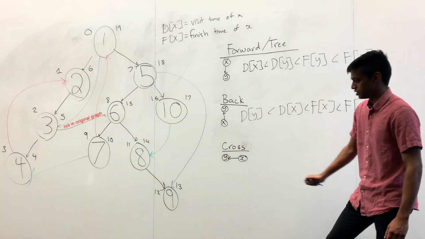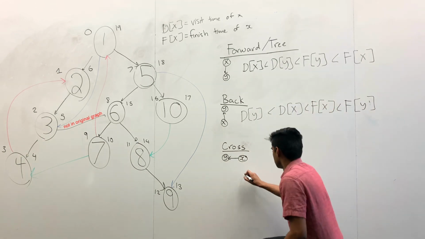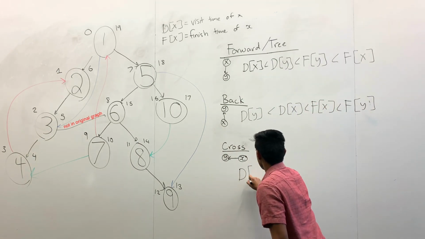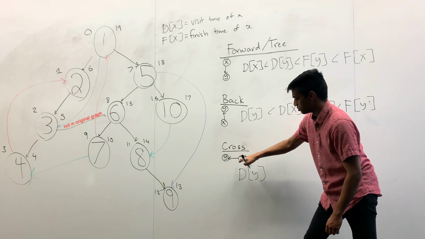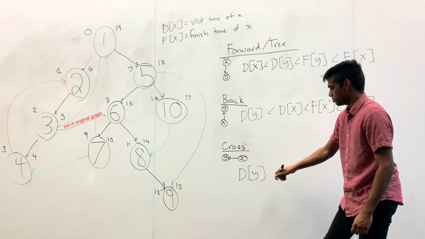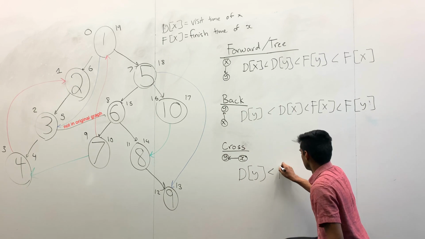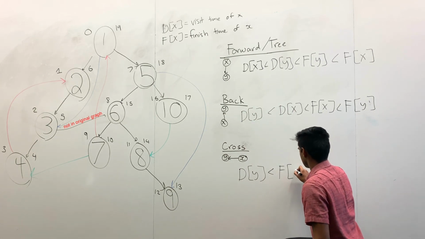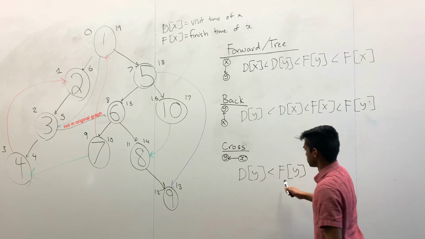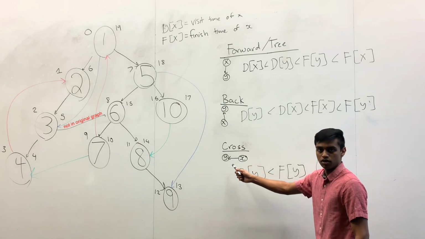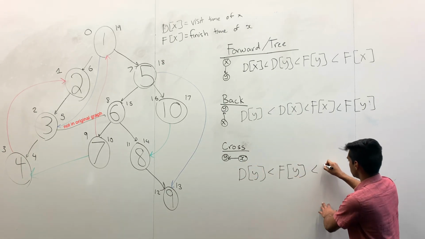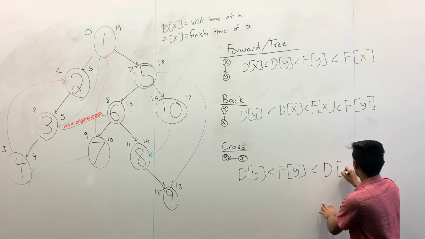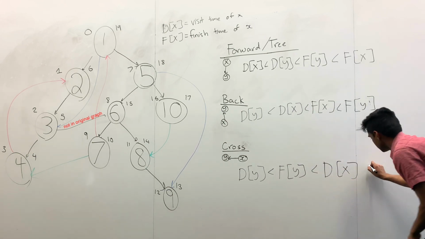So since cross edges only go in this direction, we know that we must have discovered y first. So we discover y. And since x is not a descendant of y, we must have also finished y before even discovering x. Because if we had discovered x, then this would become a forward edge. And then at some later point, we discover x, and then we finally finish x.